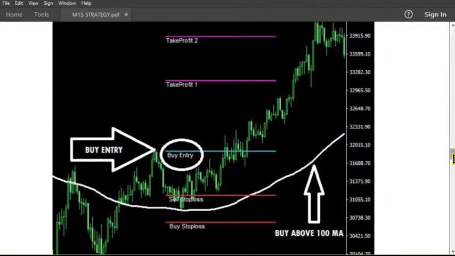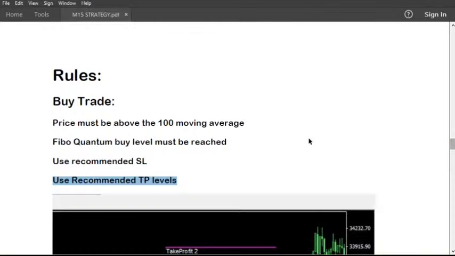Okay, so I'm going to show you an example of how this looks on a MetaTrader 4 chart, and then we're going to go to the sell entries. It's very simple, guys. Let's just recap before I jump to MetaTrader 4.